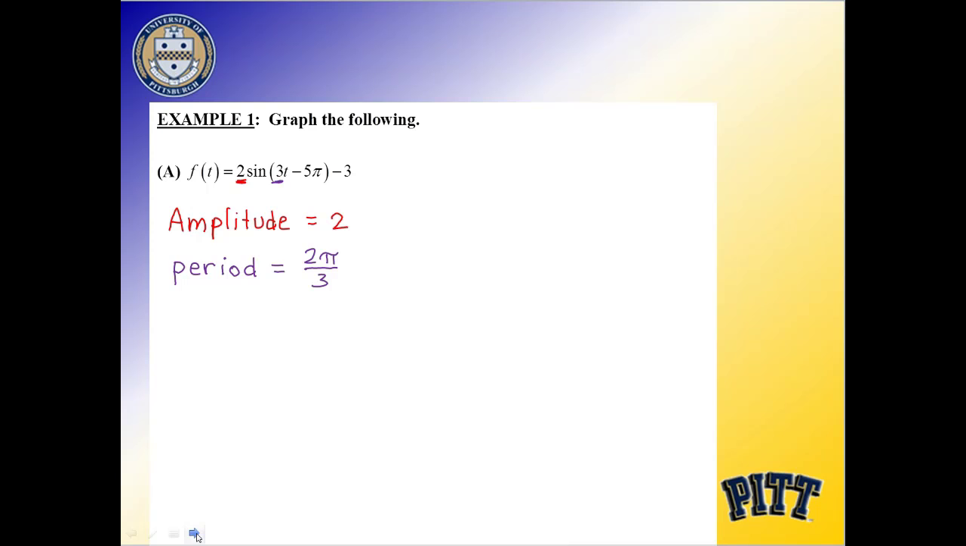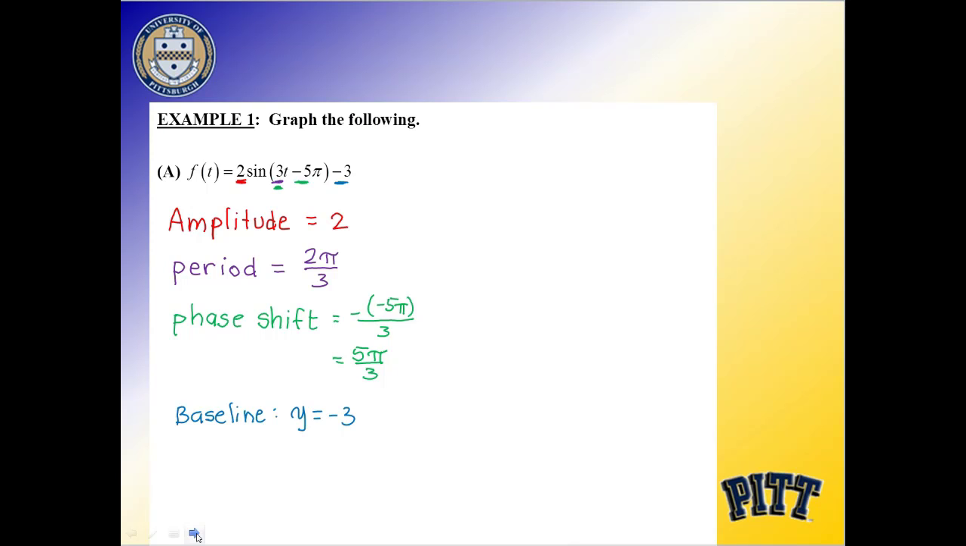As far as the phase shift goes, the phase shift kind of gives us a new place that's going to take the place essentially of our y-axis. So this tells me that my phase shift is going to be 5 pi over 3, so generally I'm going to kind of move my quote-unquote y-axis 5 pi over 3 units to determine a new starting point. And as far as the vertical shift or baseline goes, that's going to be at y equals negative 3.